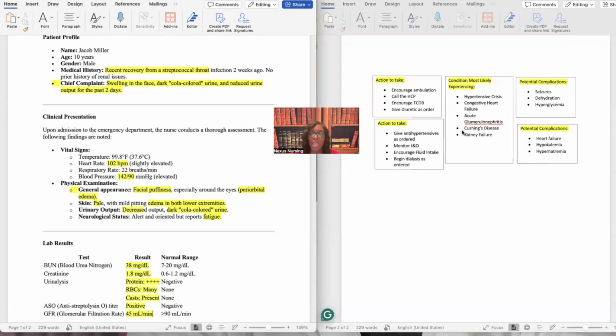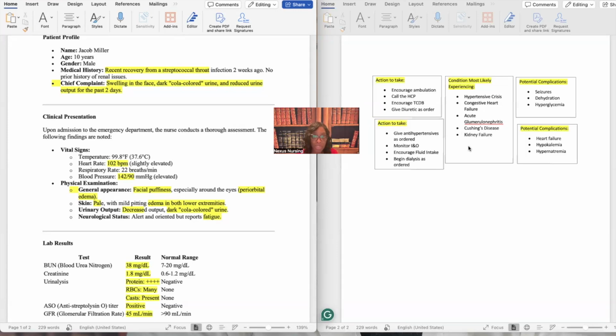Let's look at the middle. It says condition most likely experiencing. Here are the options. We already know what the answer is, but I want you to work through those options. Hypertensive crisis, congestive heart failure, acute glomerulonephritis, Cushing's disease, kidney failure. Yes, that patient's blood pressure is elevated. This is a problem, but we don't see anything besides that elevated blood pressure.